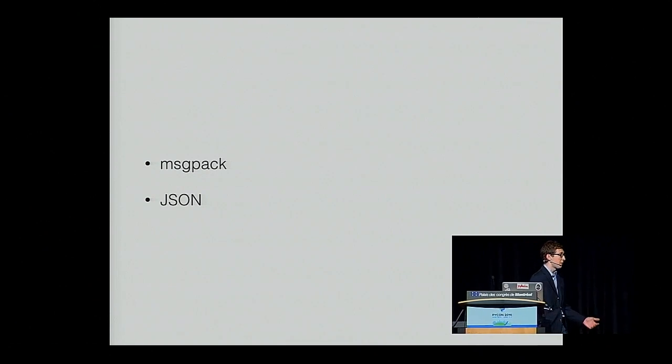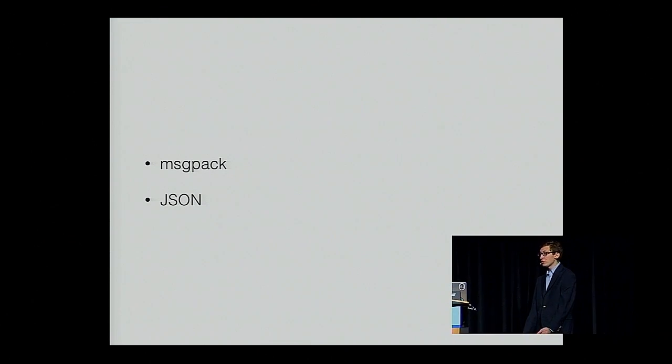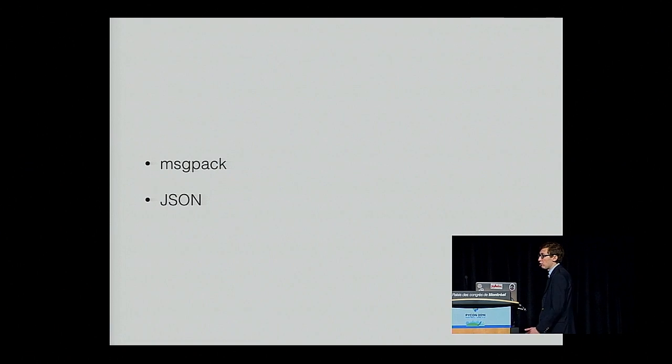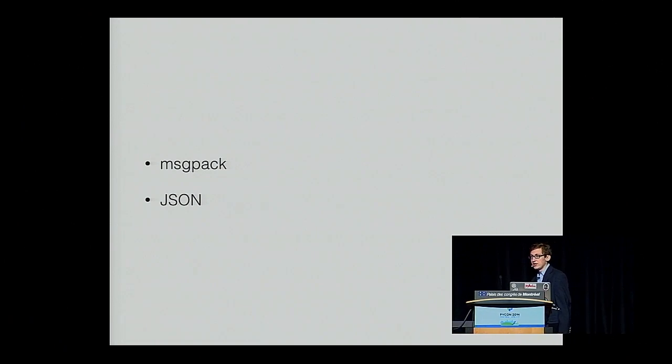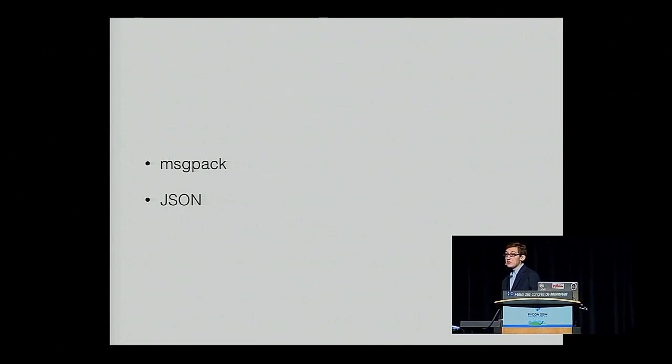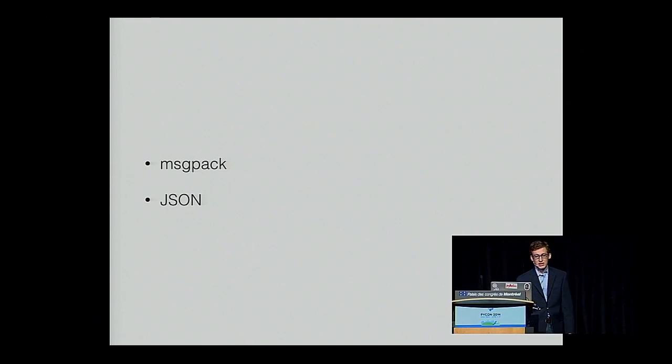MessagePack, by contrast, is a binary format, so it's slightly less easy to read. It's also fairly well supported across many languages, although probably not as widely as JSON. And it's much faster as a result of being a binary protocol and having very, very fast implementations.